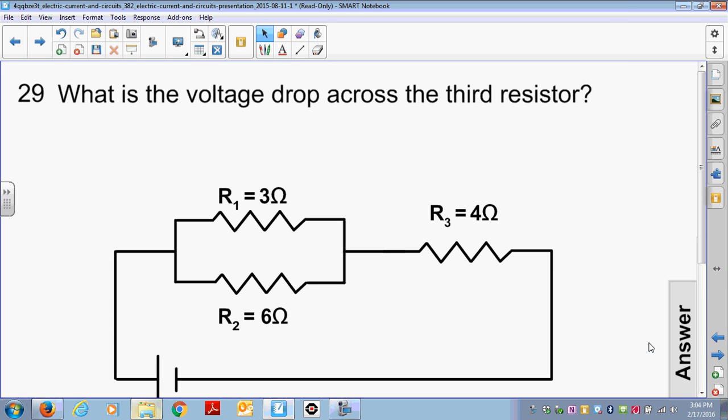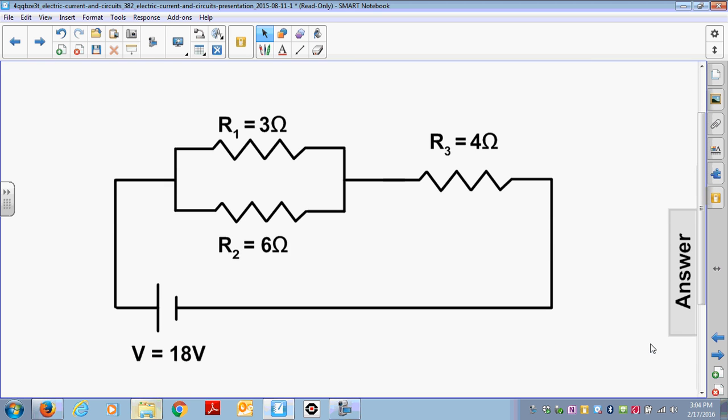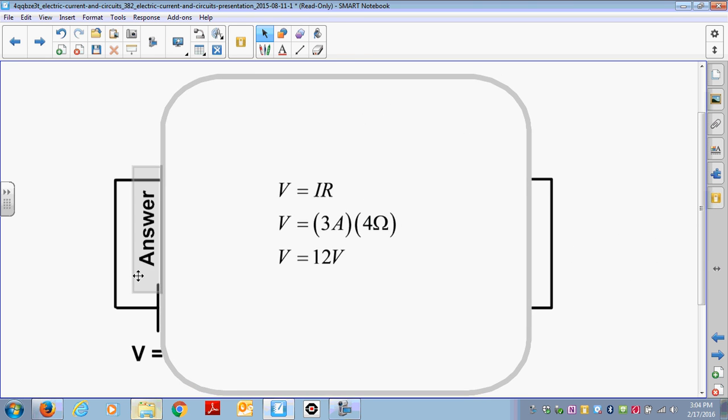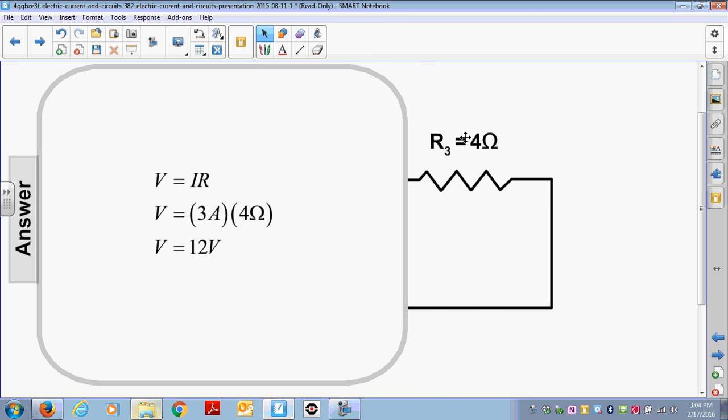What is the voltage drop across the third resistor, R3? Go ahead and pause the video. Okay, so let's take a look. We know that the current is 3 amps going through the 4 ohm resistor. So we take 3 times 4 and that gives us 12 volts.